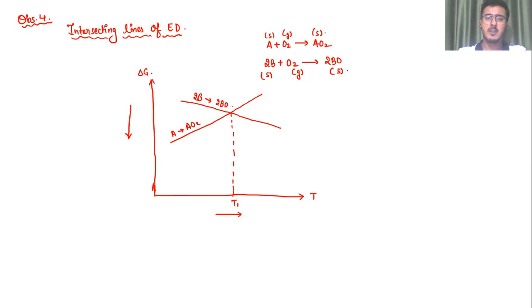Now, what do you observe in this condition? Basically, you have three regions, right? One region is below your T1 temperature. Another is at T1 temperature. And the third region is where your temperature is higher than your T1 temperature. So what happens in this situation? We are going to understand this.